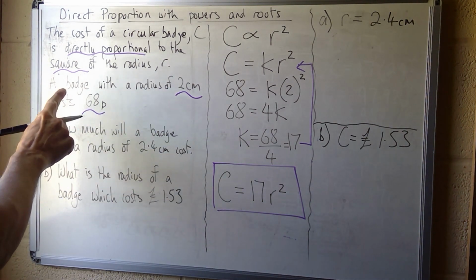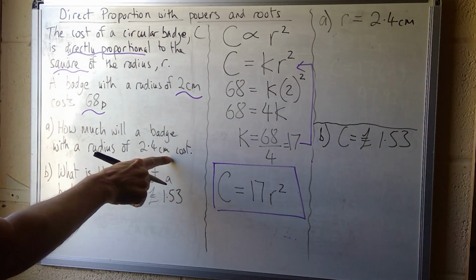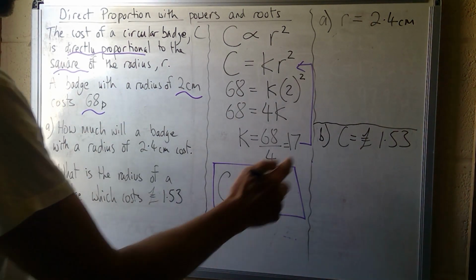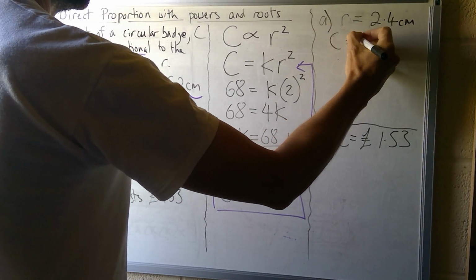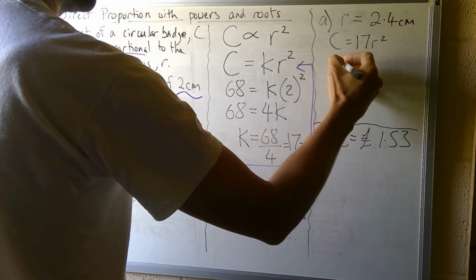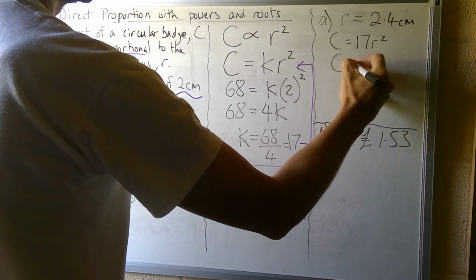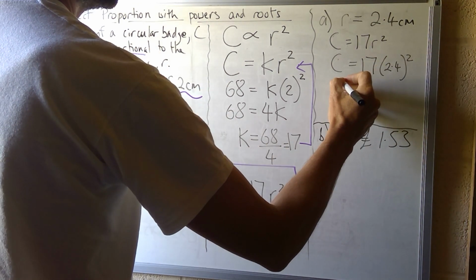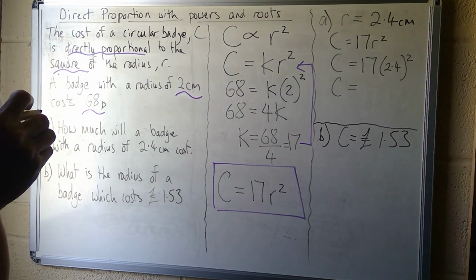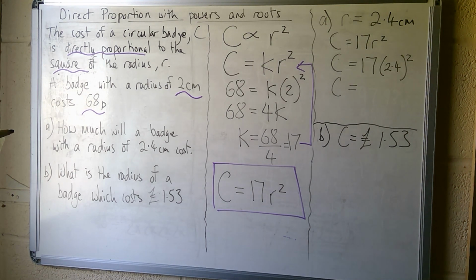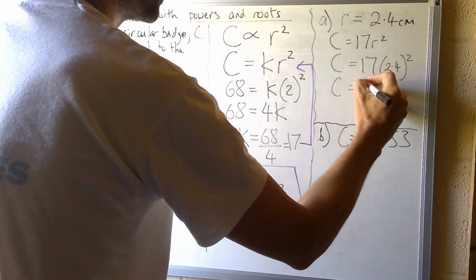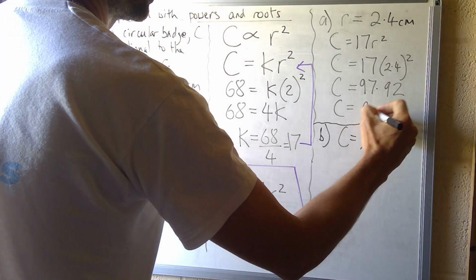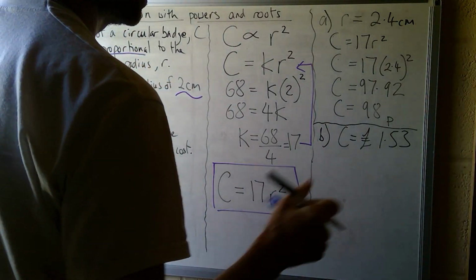So the follow-up question says, how much will a badge with a radius of 2.4 centimeters cost? So we know the radius is 2.4 centimeters. So we use this formula we've just derived, 17 r squared. So the cost is what we're trying to work out, and we have the radius squared. Now you need your calculator for this part, but 17 multiplied by 2.4 squared turns out to be 97.92, and as this is a cost, we would round that to 98 pence to the nearest penny.